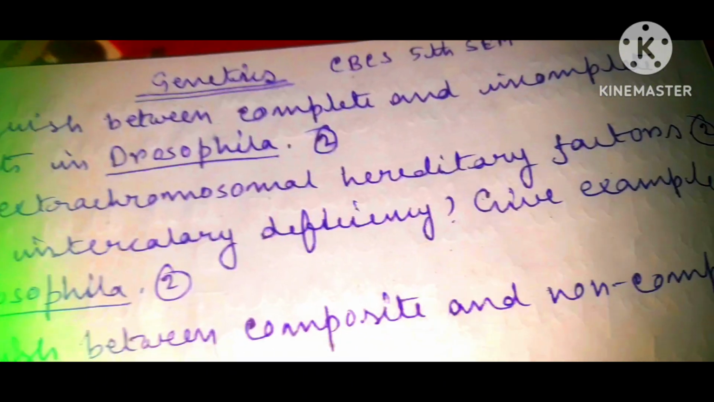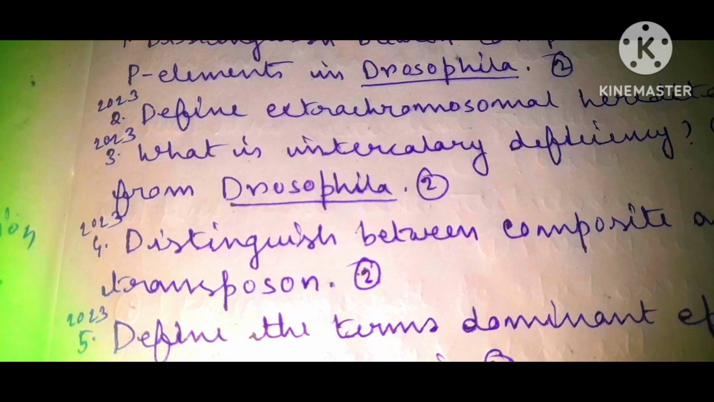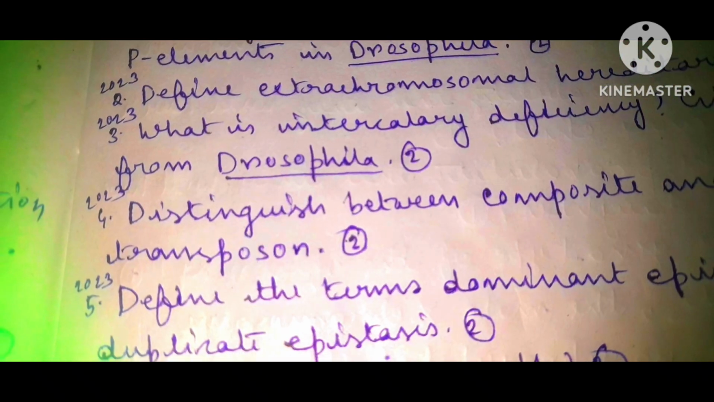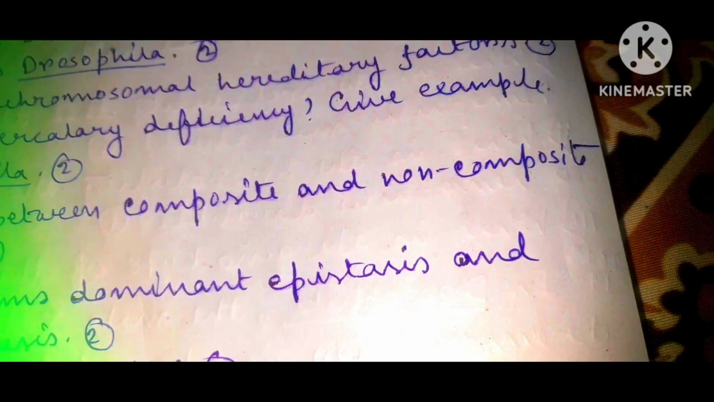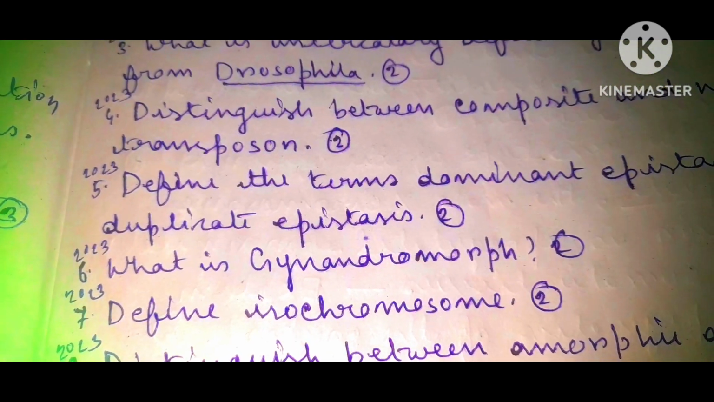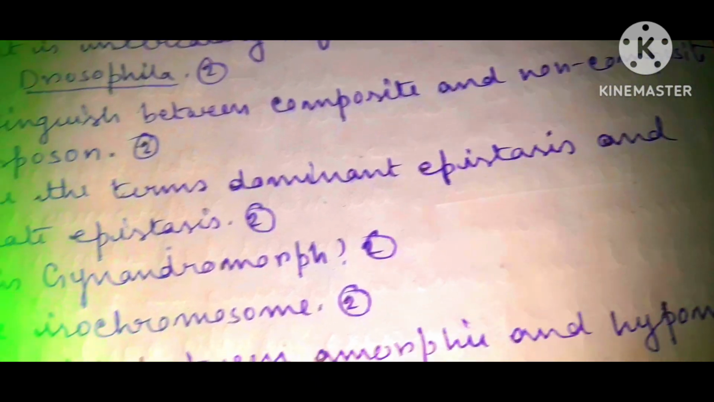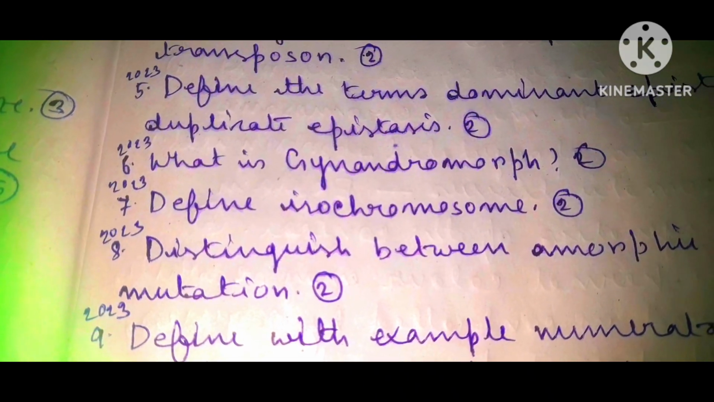Define extra chromosomal hereditary factors, carrying 2 marks. What is intercalary deficiency? Give example from Drosophila, carrying 2 marks. Distinguish between composite and non-composite transposition, carrying 2 marks. Define the terms dominant epistasis and duplicate epistasis, carrying 2 marks.